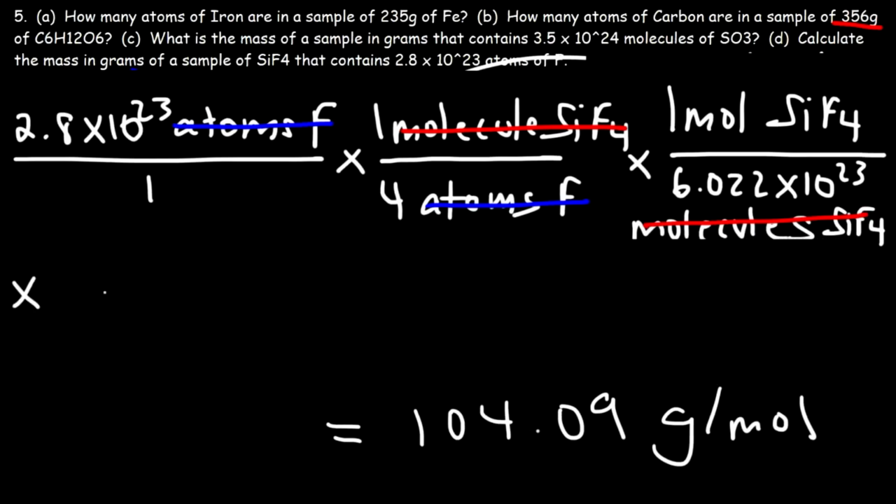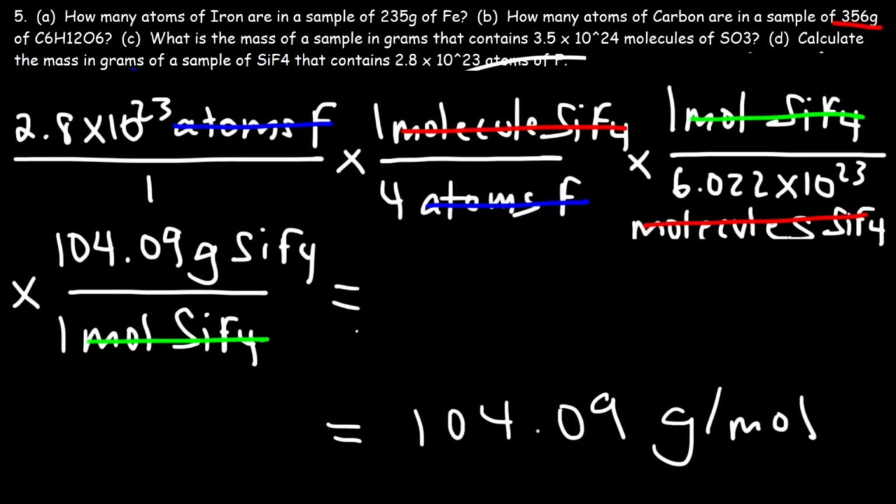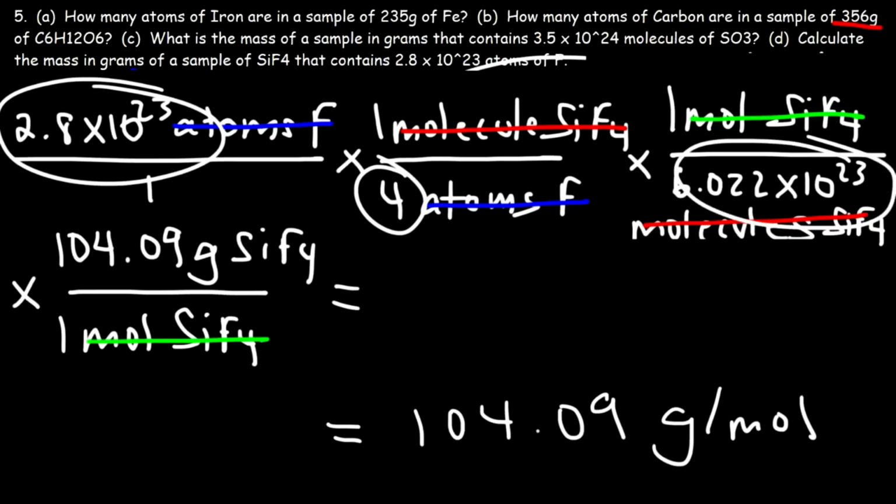So what we can write in the next fraction is that 1 mole of silicon tetrafluoride has a mass of 104.09 grams. And so now we could cancel the unit moles of SiF4. So to do the math, it's going to be this number divided by 4, which is 7 times 10 to the 22. Take that result, divide it by Avogadro's number.